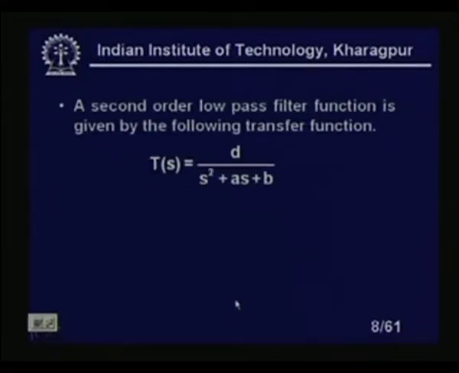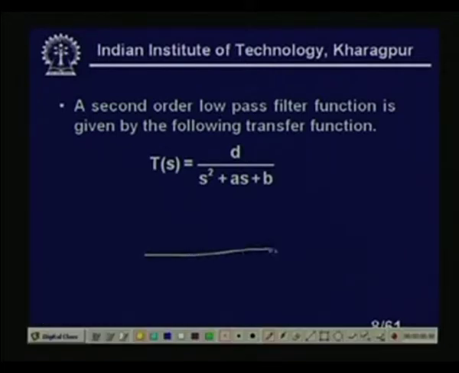A second order low pass filter function is given by the following transfer function: T(s) = d upon s square plus a s plus b, right. Now, in this case our pole zero pattern will look like this. Suppose this is the sigma j omega plane, this is sigma, this is j omega. We have complex conjugate poles and no zeros, right. So, this is called the pole zero pattern of a low pass filter, clear.